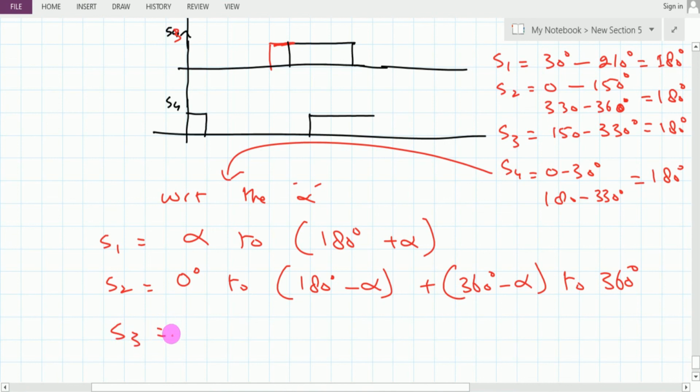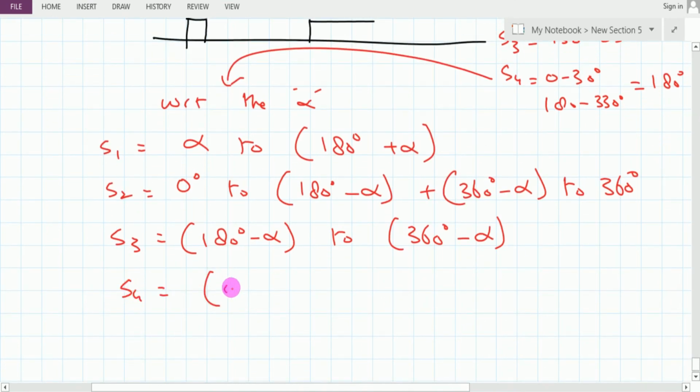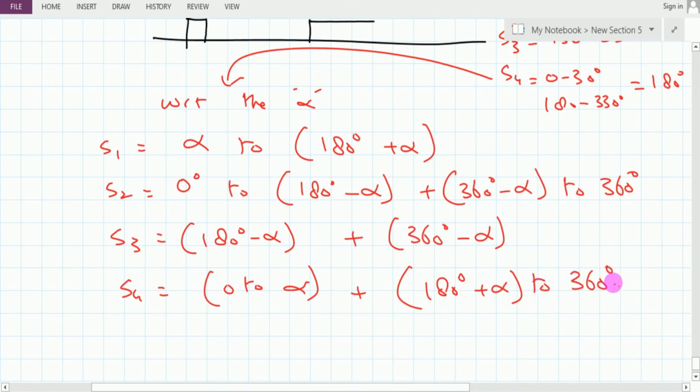For this S3 we have 180 degree minus alpha to 360 degree minus alpha, and for S4 we have 0 to alpha, plus 180 degree plus alpha to 360 degree. So you can actually specify the value of alpha to get rid of any particular harmonic content.